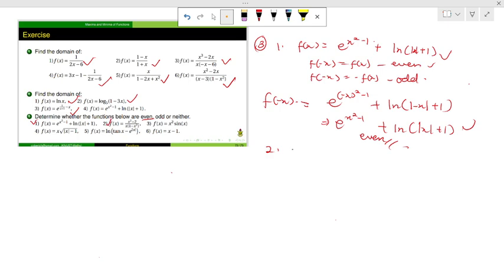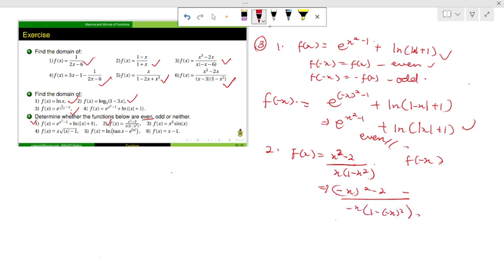Now let's see the second part, which is this. The second is saying that f of x is equal to x squared minus 2 over x multiplying 1 minus x squared, right? To solve this problem, you only have to put in your f of negative x. What is that? I'm going to have negative x all squared minus 2 over negative x multiplying 1 minus negative x all squared, right? I keep on simplifying. This becomes x squared minus 2 once again over here. I'm going to get negative x times 1 minus x squared.